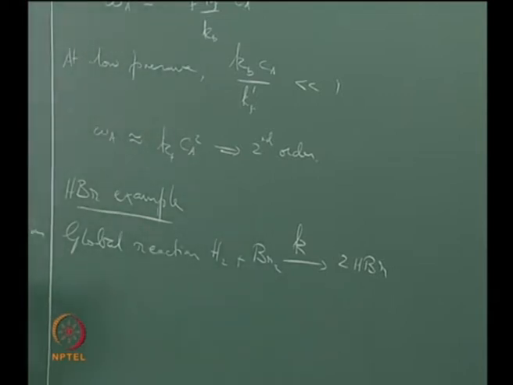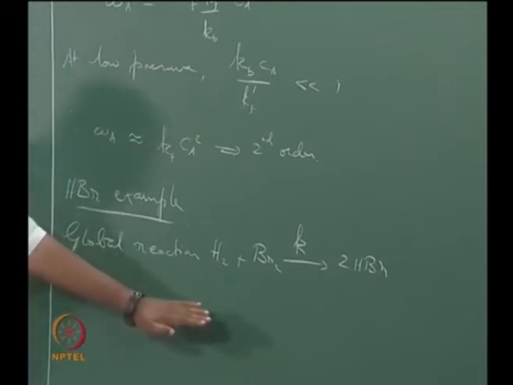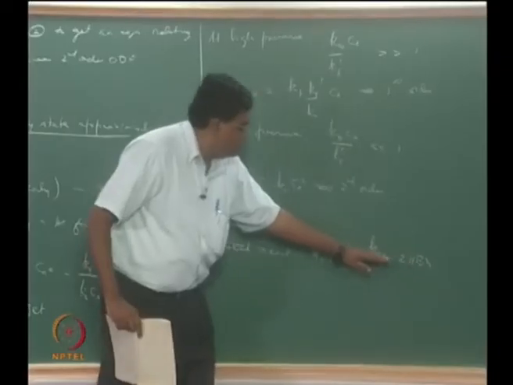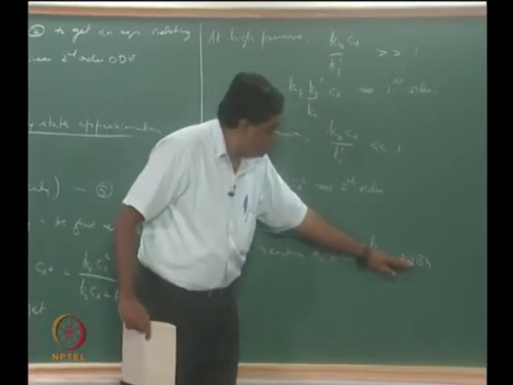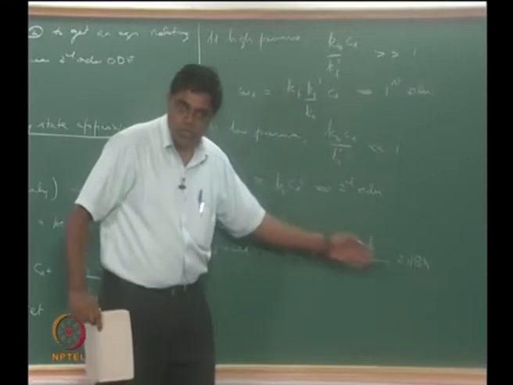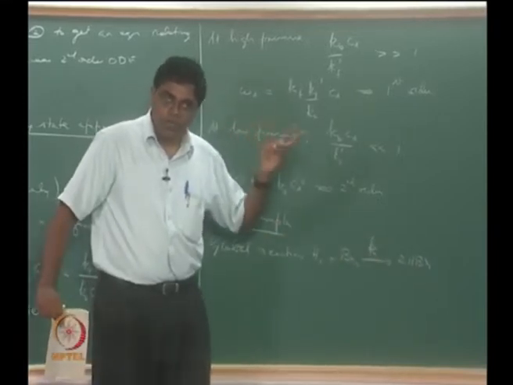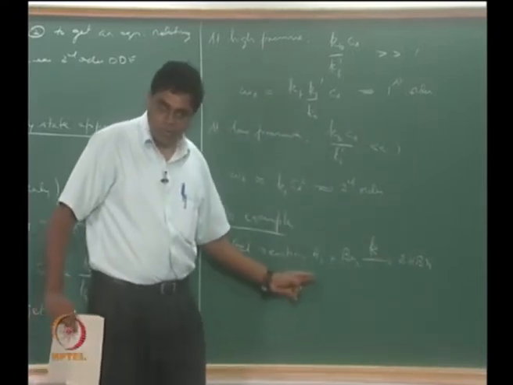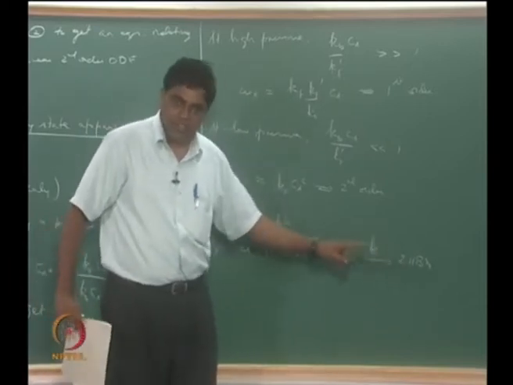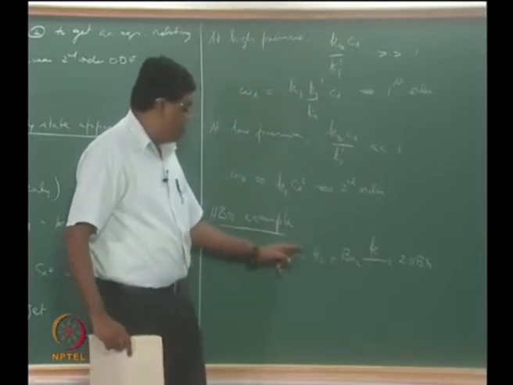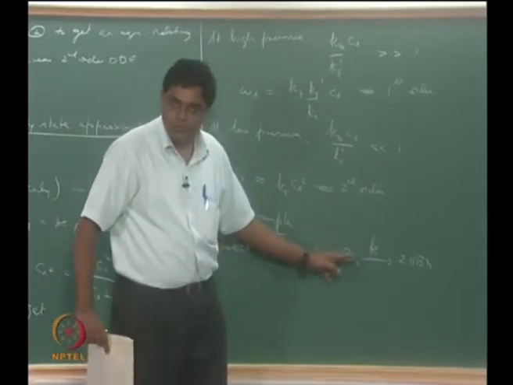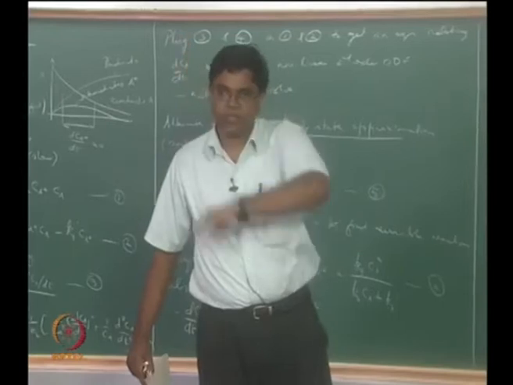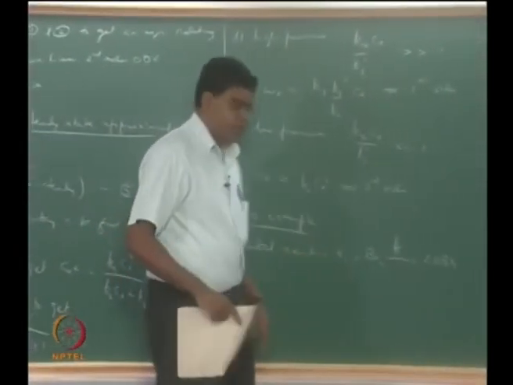If this were a molecular level reaction, then what would you say for the reaction rate? You would say dCHBr divided by dt is equal to, we still have to have the nu double prime minus nu single prime for HBr. Nu double prime is 2, nu single prime is 0 for HBr. So you will have twice k CH2 times CBr2. That means the concentrations will be raised to powers 1 each, right, if this were a molecular level reaction.